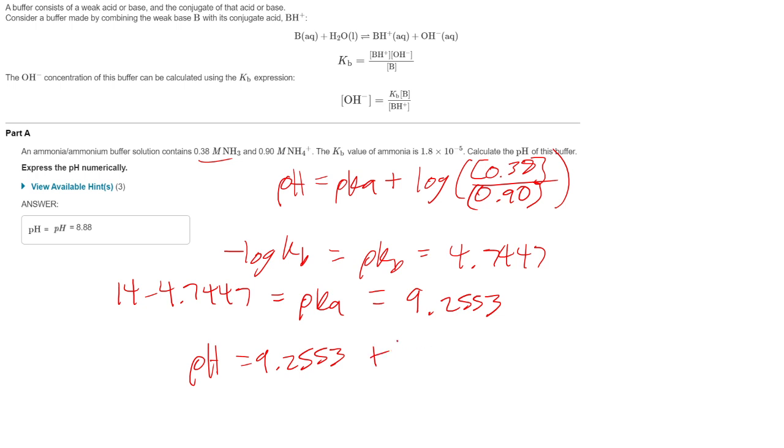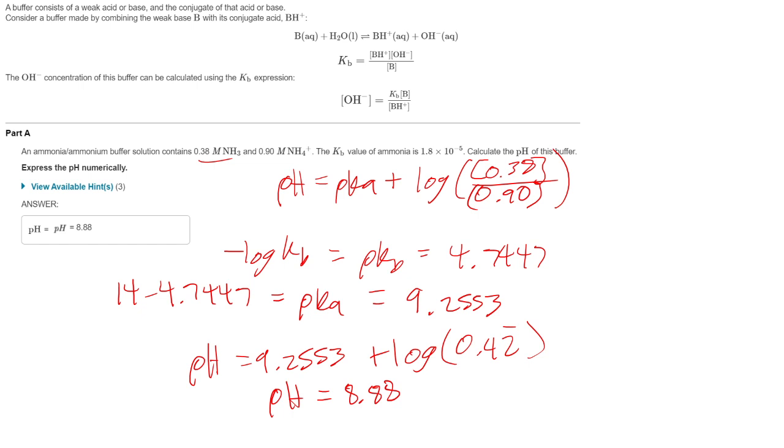9.2553 plus the log of these values. I'm going to go ahead and solve those values just so I don't have to write them out. So 0.38 divided by 0.9, which is 0.42 repeating. We take the log of that value now, and then we add it to 9.2553. We get 8.88. 8.88 again. Whoa, huh?